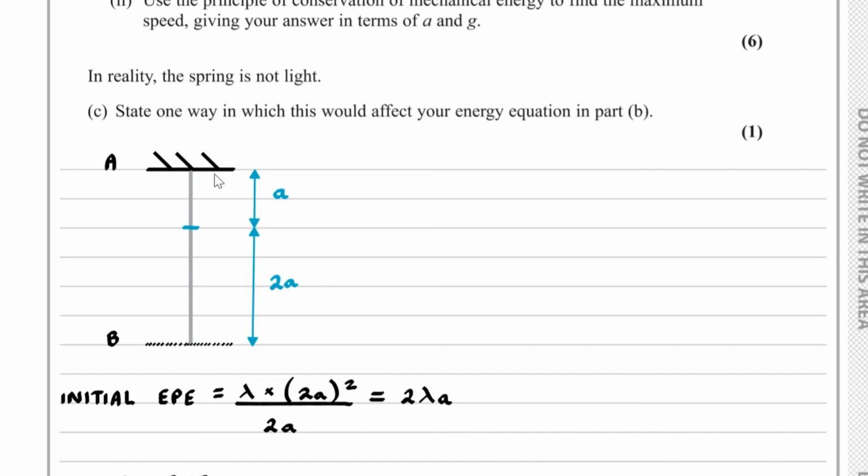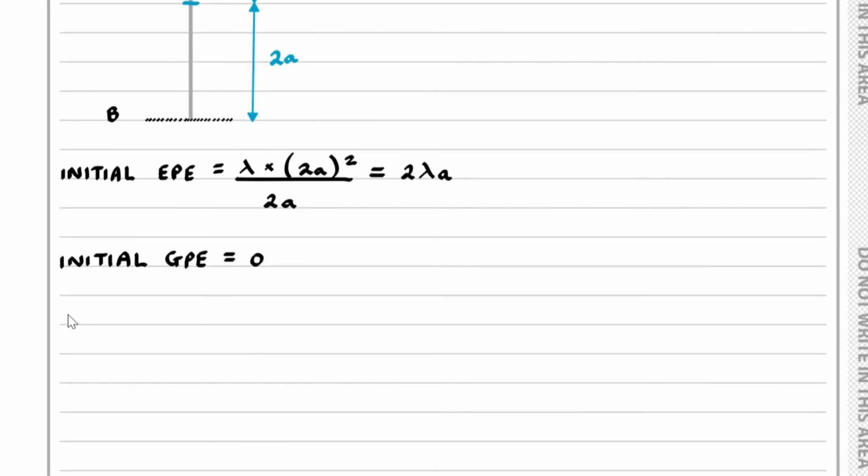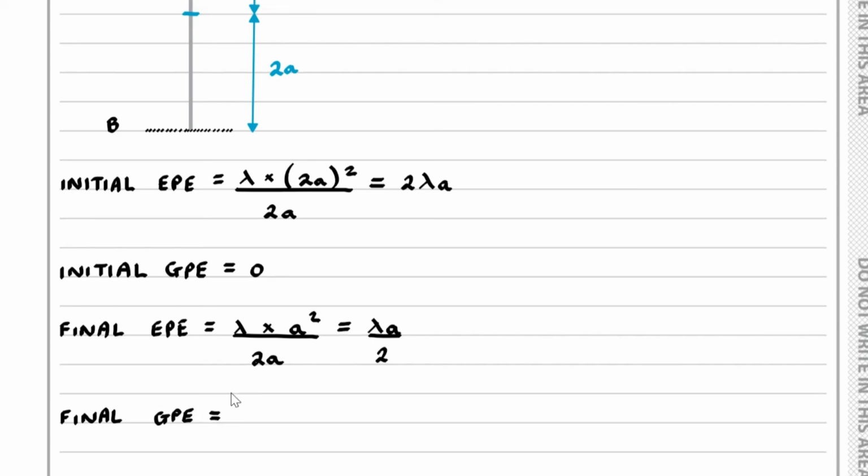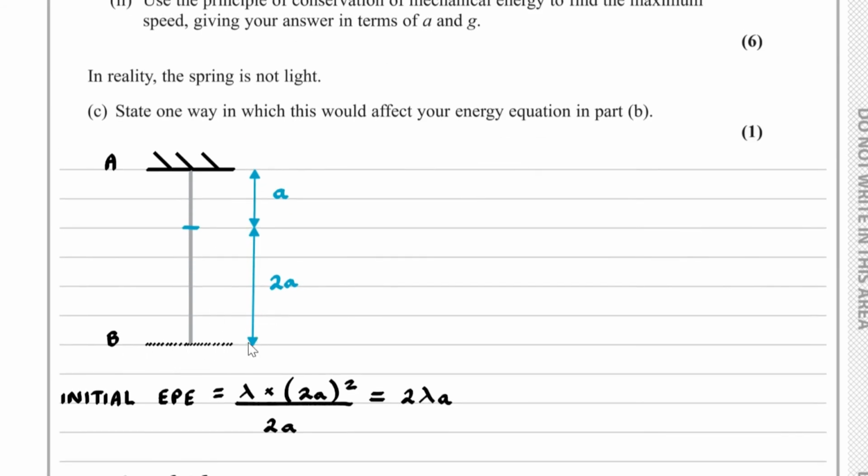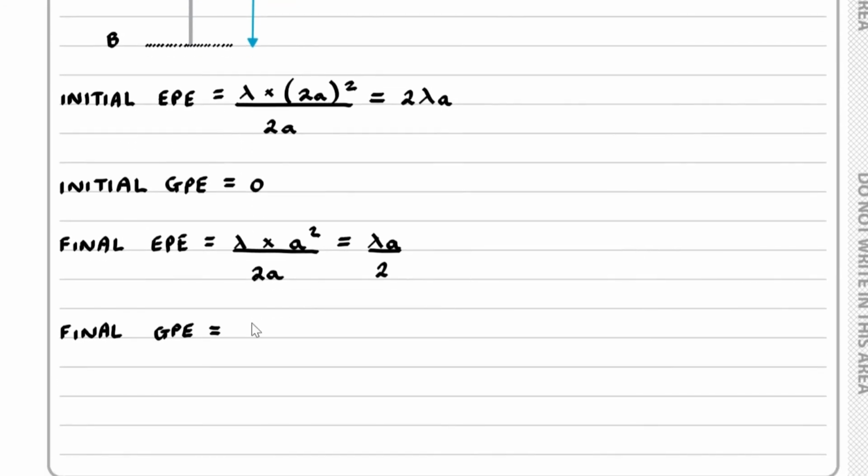Now, if we think about what's happening at A, so it's released from B and it comes to instantaneous rest at the point A. So the final elastic potential energy is equal to lambda multiplied by A squared divided by 2A. So we get lambda A over 2. And if we find the final gravitational potential energy, well, if we take B to be our zero level, when it's at the point A, the final GPE then will be mg multiplied by 3A. So we have 3 mg A.